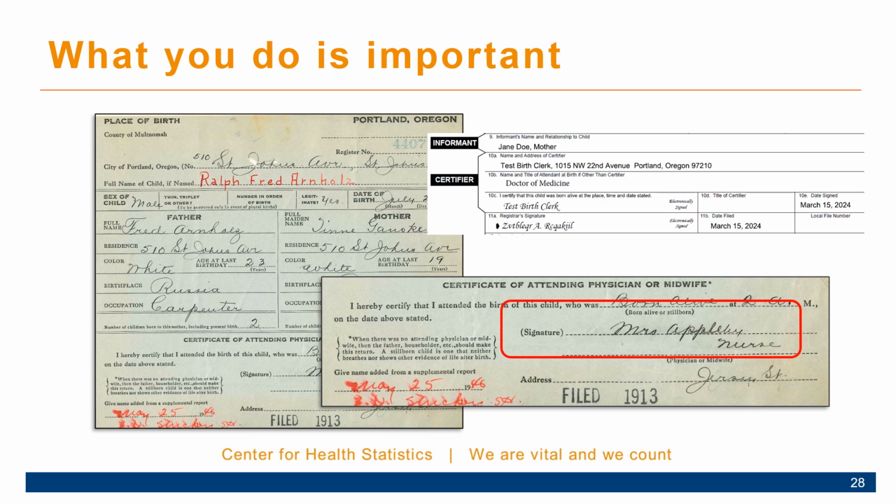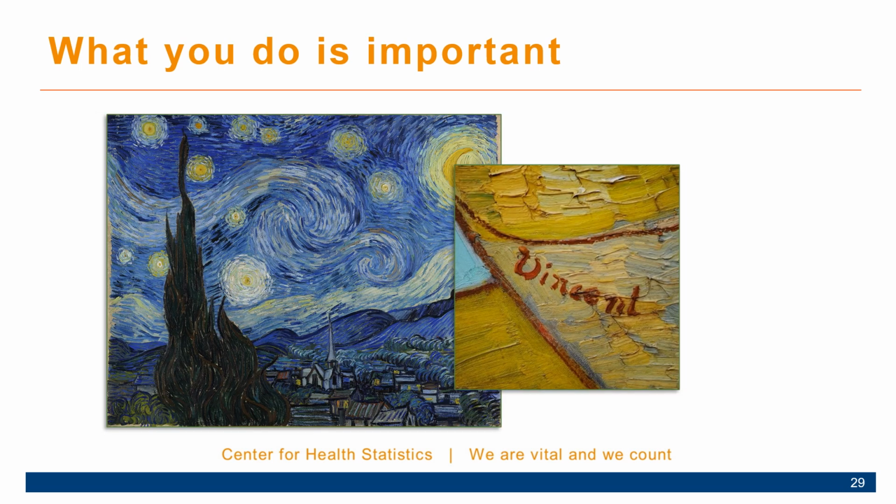Did you know that when you enter information into OVERS and certify, your name goes on the child's birth record? You may never see this child again, but you become part of their life and history forever. The birth certificate that's showing here is from 1913. You can see the blown up section shows the certifier's name, Mrs. Appleby. She now lives on in history as the nurse that certified the information on Ralph's birth certificate. You are forever a part of history.